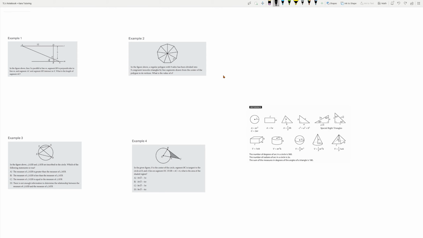Today, I'm going to be going over some geometry problems with you, and I've got a collection of 4 questions that test triangles, polygons, and these 2 are circles. And I've got the reference table just in case it comes in handy. So, without further ado, let's begin.